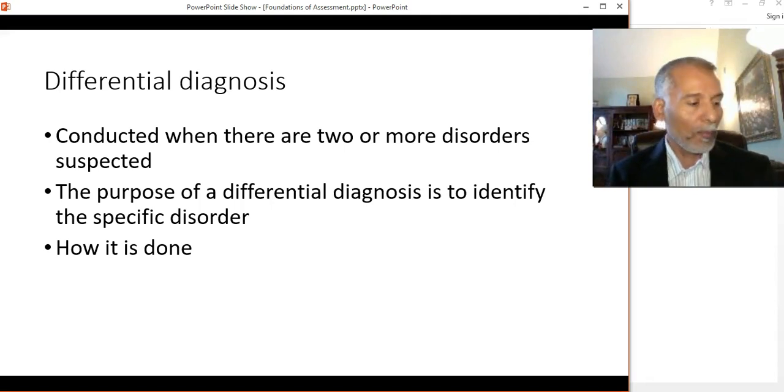Now, there is making a diagnosis and making a differential diagnosis, or the process of making a differential diagnosis. A diagnosis by itself is made when there is one single problem that is identified. Let's say someone comes to you with a stuttering situation, and the person speaks like this.